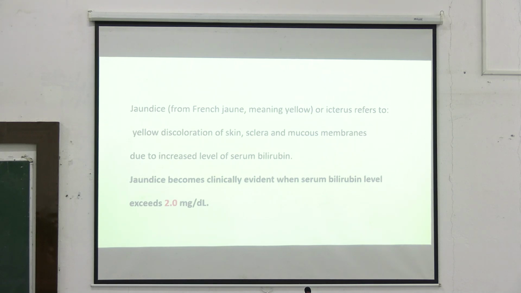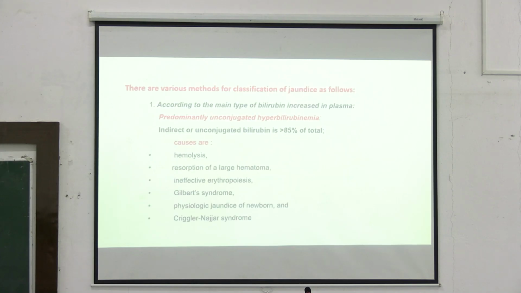Jaundice or icterus refers to yellow discoloration of skin, sclera, and mucous membranes due to increased level of serum bilirubin. Jaundice becomes clinically evident when serum bilirubin level exceeds 2 mg per dl. There are various methods for classification of jaundice.